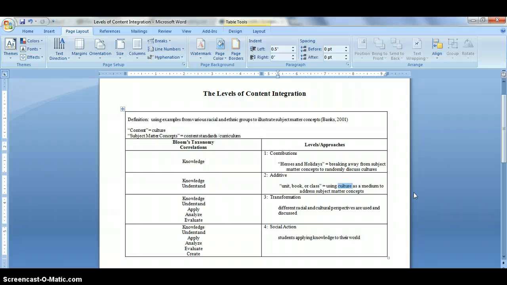So this is very much like you're using the culture as a way to understand something else. You're not really talking about the culture, or you're not really connecting it to the subject matter, but you're just using it as a way to understand the concepts. In, say, a math course or in a science course, you're just drawing analogies or something like that.